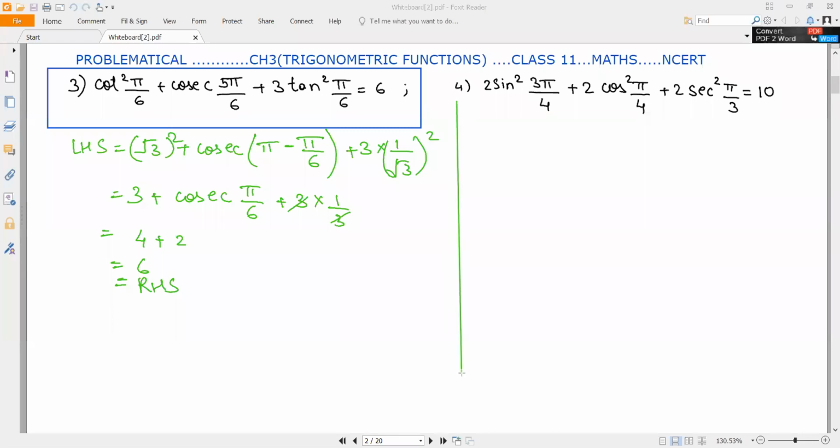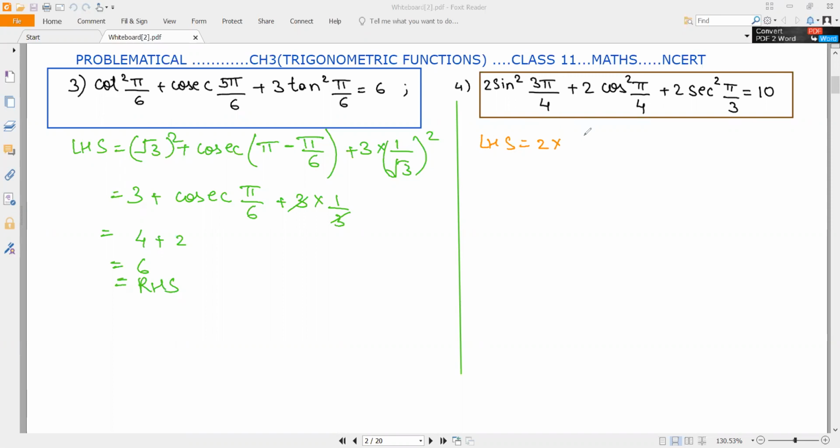Next. Next question is 2 times sine square and something. LHS is given to you. You have to prove that equal to RHS. So your LHS is equals to 2 into 3 pi by 4. Now, if you know 3 pi by 4, it lies in the second quadrant. 3 times pi by 4, which means 135 degree.